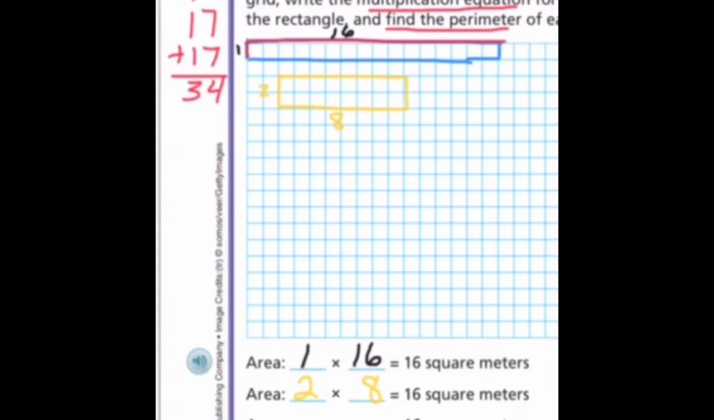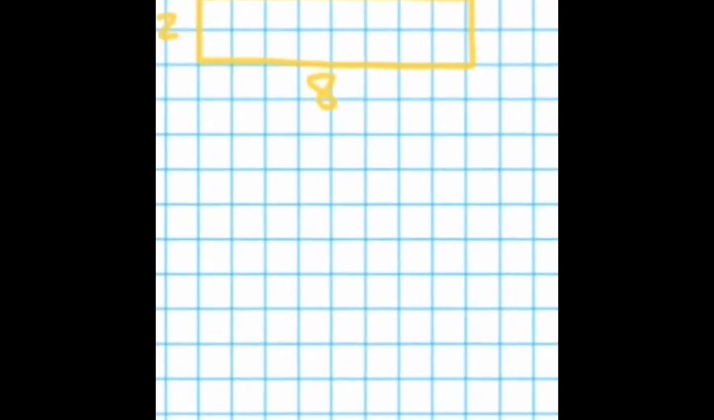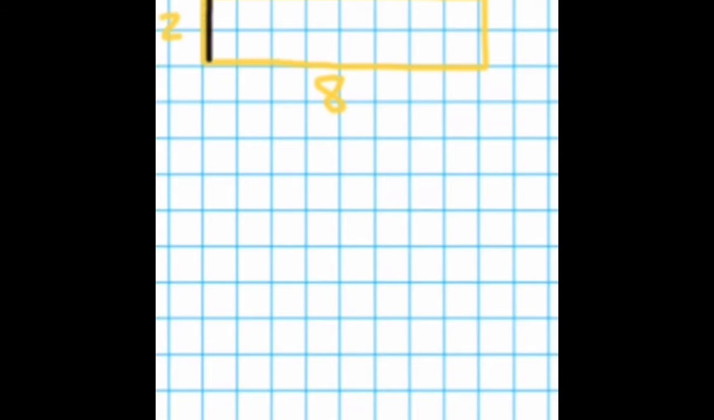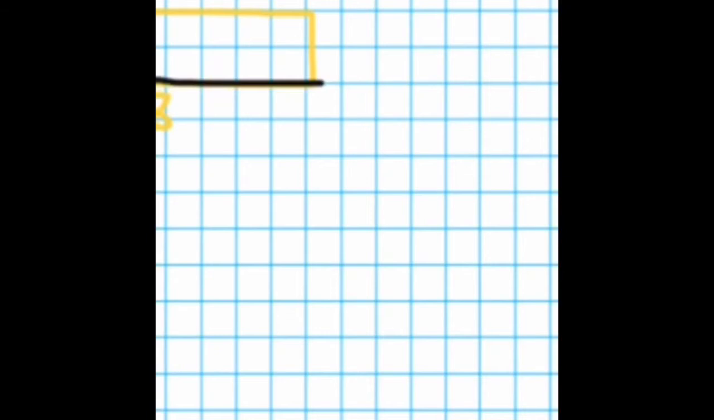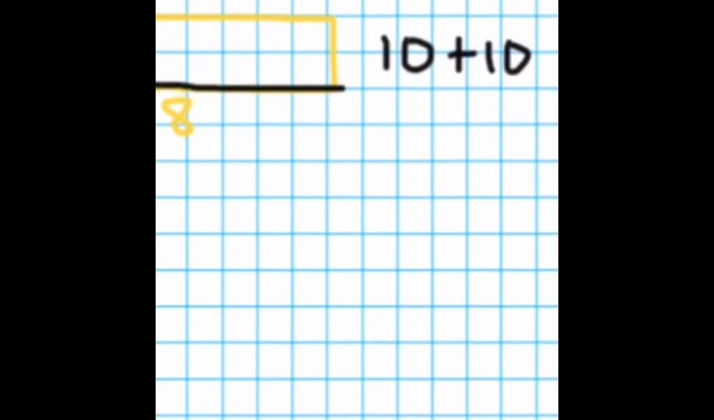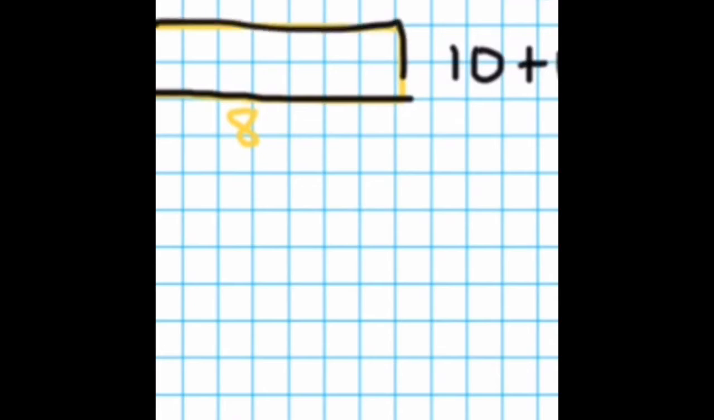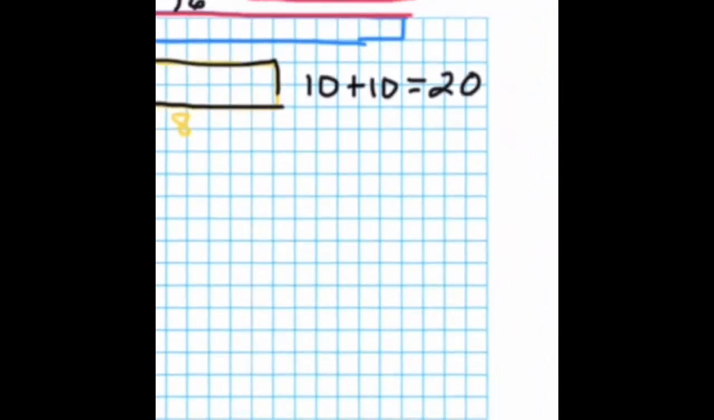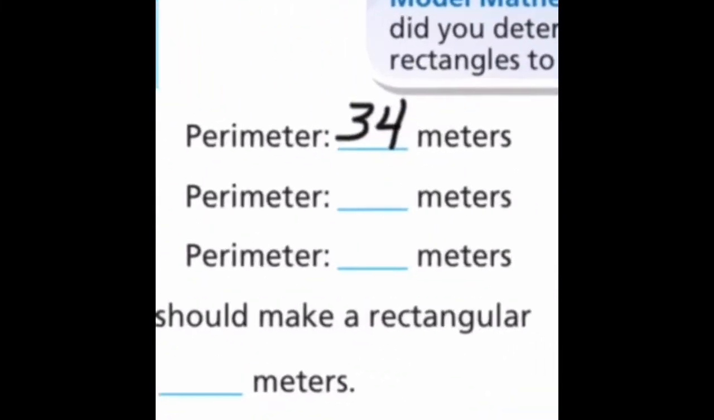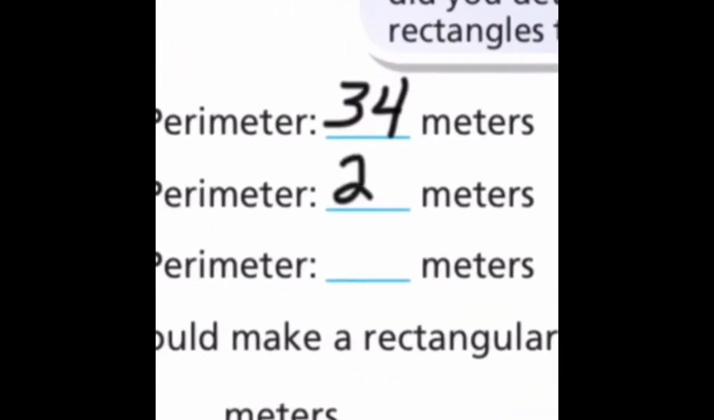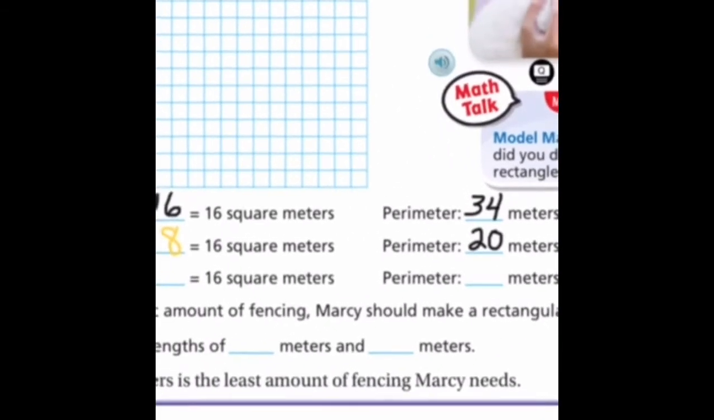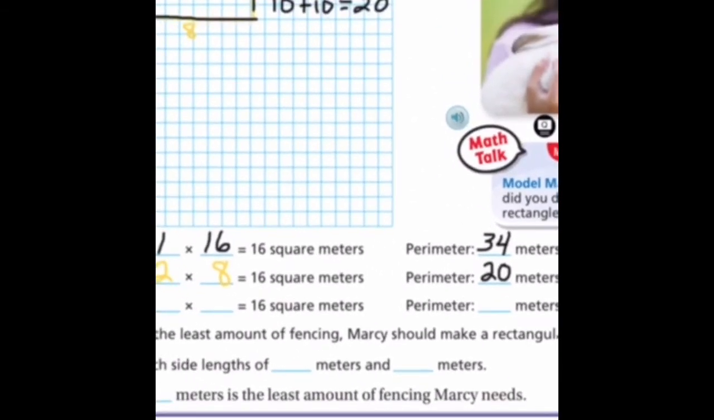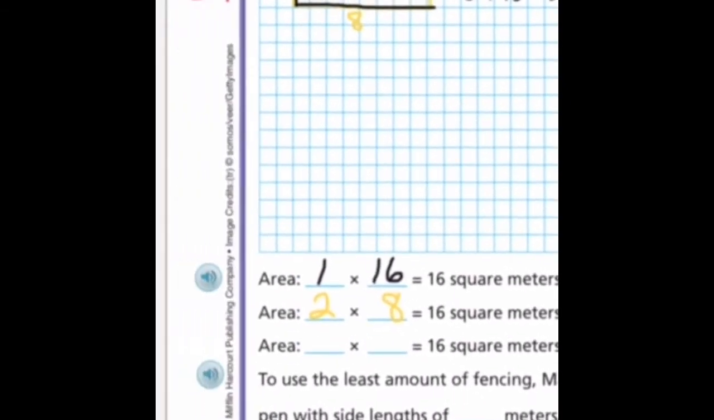Now when I go to add up my perimeter, 2 plus 8 is 10. So that's halfway around. 10 plus 10. My other 10 is here, right? 10 plus 10 equals 20. So I can write that down here. My perimeter is 20 meters. So my 2 by 8 rectangle has a perimeter of 20.